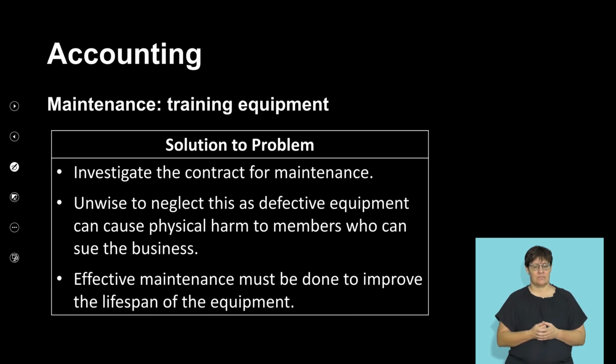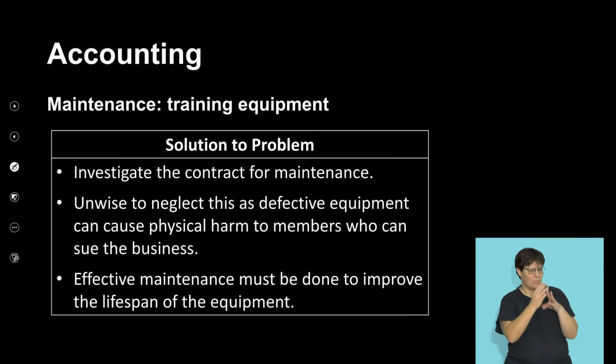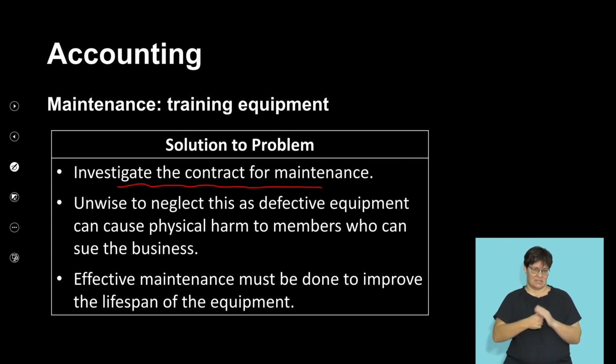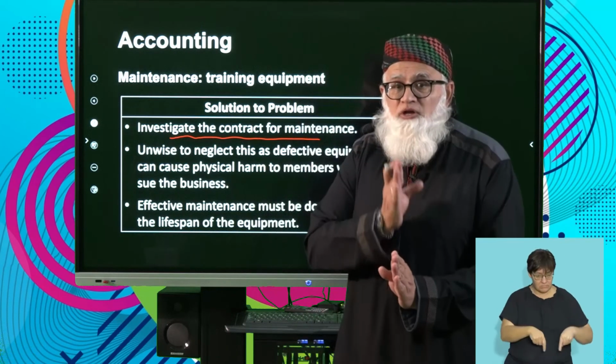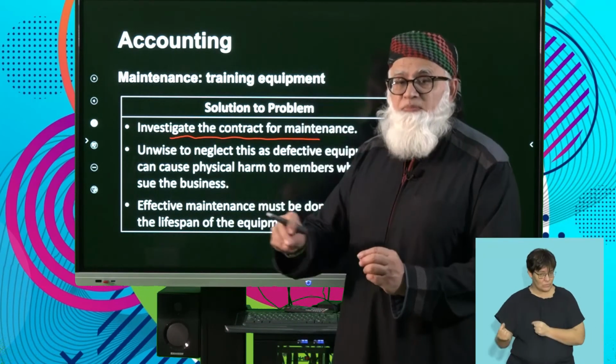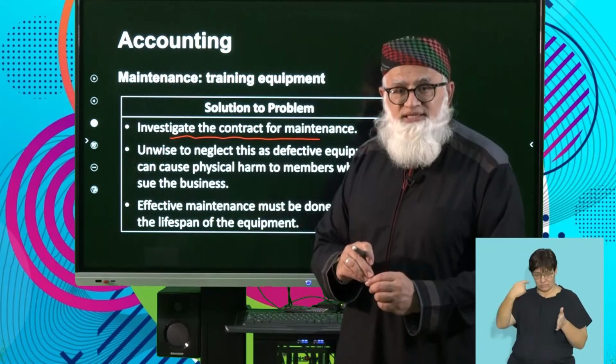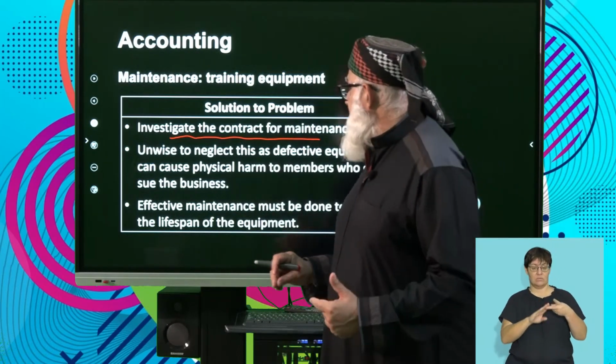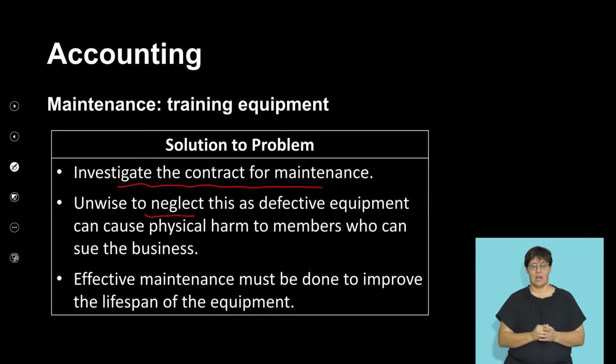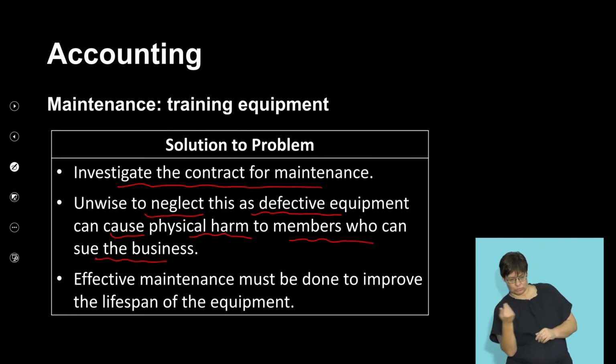Now, how are we going to solve this problem? Number one, investigate the contract for maintenance. Look at the contract that you have in place. Are they coming in on a regular basis like the contract stipulates that you must do your maintenance? Number one. Number two, it's unwise to neglect this, as defective equipment can cause physical harm to members who can sue the business.